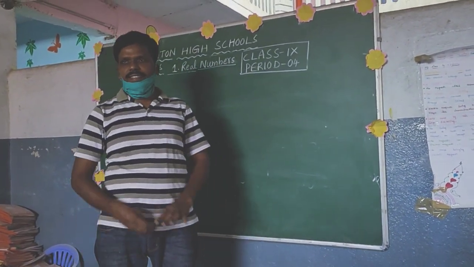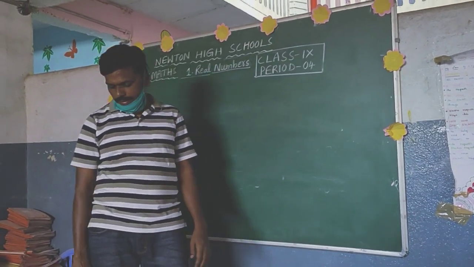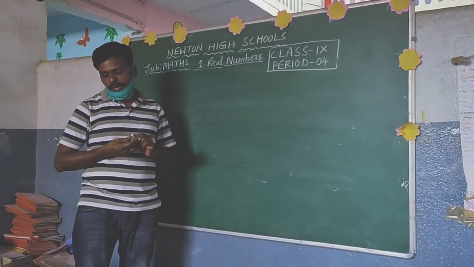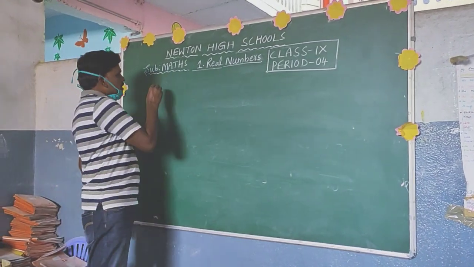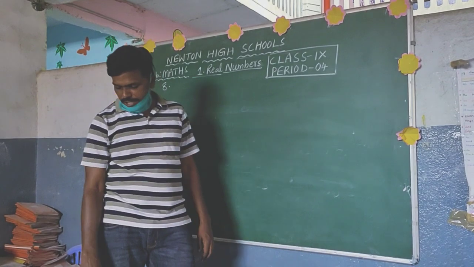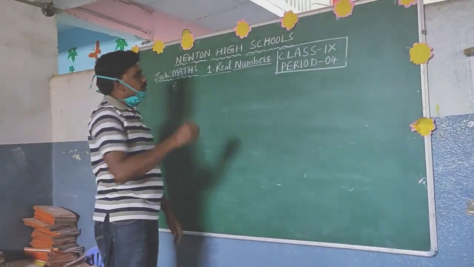So what we had discussed yesterday in third period: we discussed exercise 1.1, and up to the 7th sum we have completed. Today we are going to start the 8th bit. What is that? The 8th bit is: express each of the following decimal numbers in p by q form.